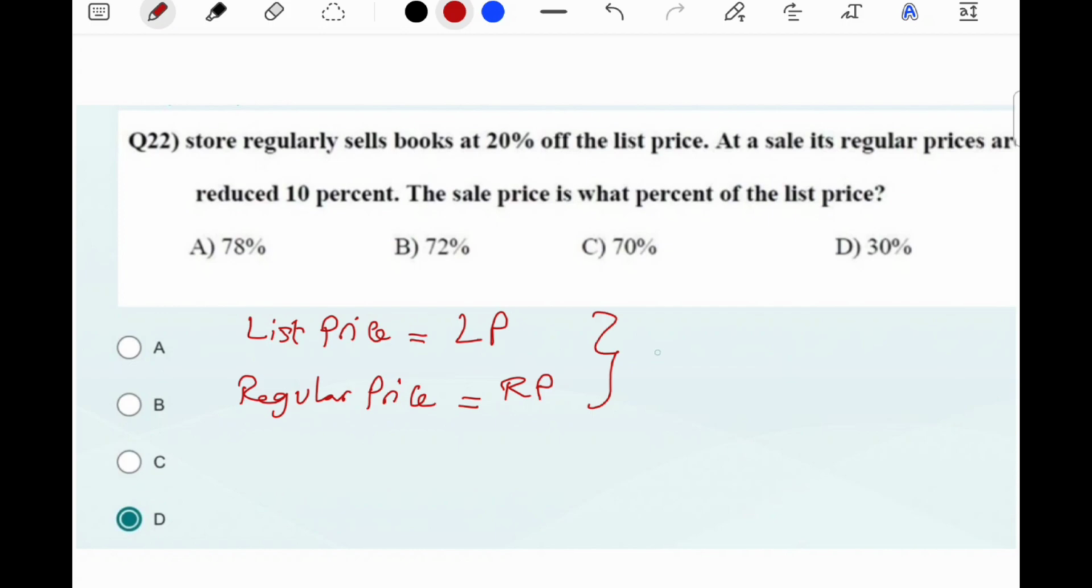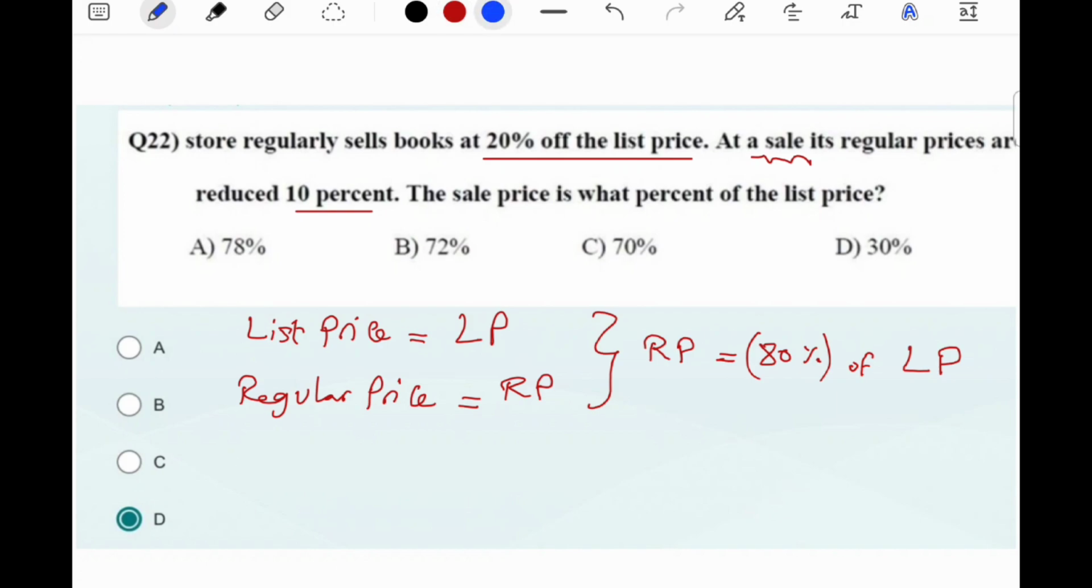So we know that RP is 20% off the list price. So the discount is 20%, which means that the regular price is 80% of the list price. Okay, that's the after discount. So it's going to become 80% of the list price. Now, at a certain time, there was a sale. And the sale is 10% discount on the regular price.